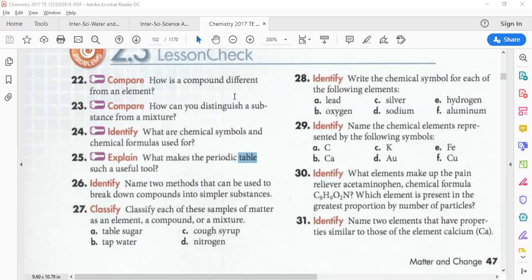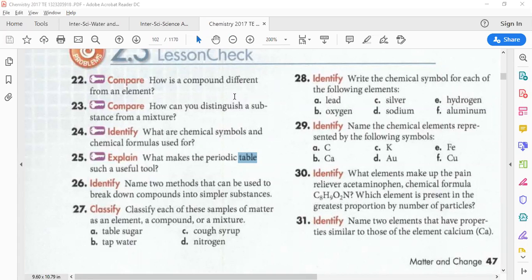We are going today to get a revision over week 10, what we got in lesson 2 and 3, which is elements and compounds. So we will solve some questions together. We'll start with the lesson check here, number 22. Number 22 says: compare how a compound is different from an element.